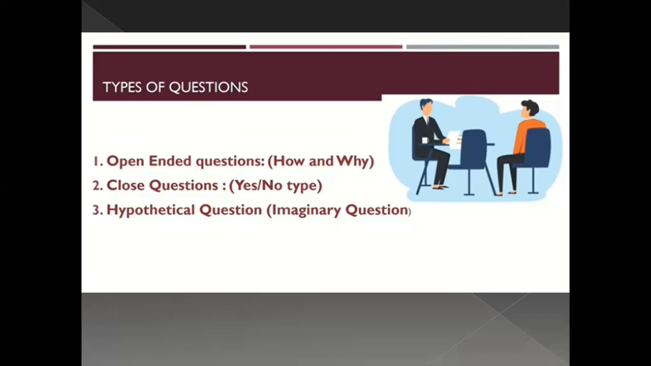Then there are closed-ended questions. Closed-ended questions are questions which expect answers in the form of yes or no. You ask a question and the person will either say yes or say no, and that is the end of it. It has no further explanation or information in the answer. Such questions are called closed questions, wherein you just expect the answer as yes or no.